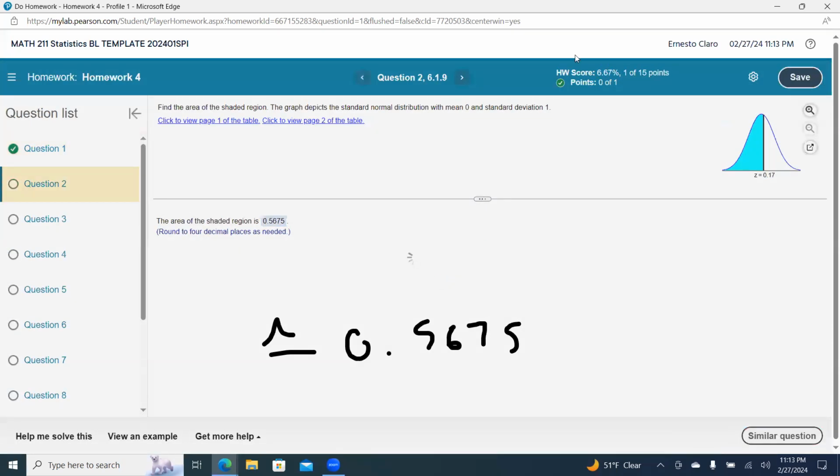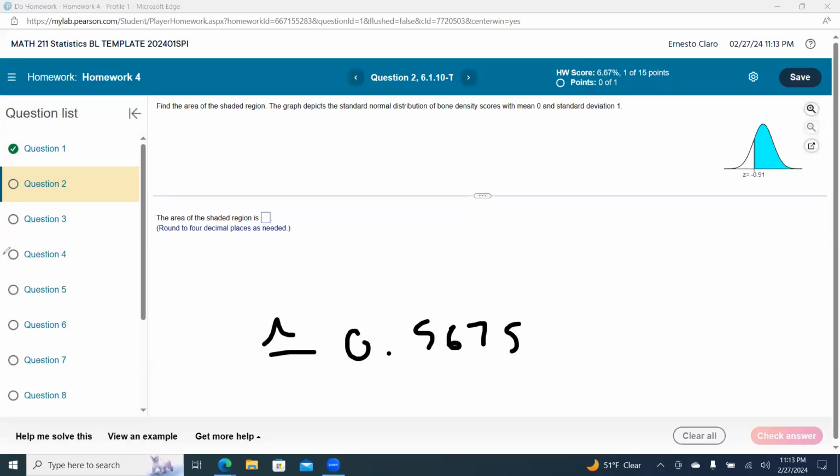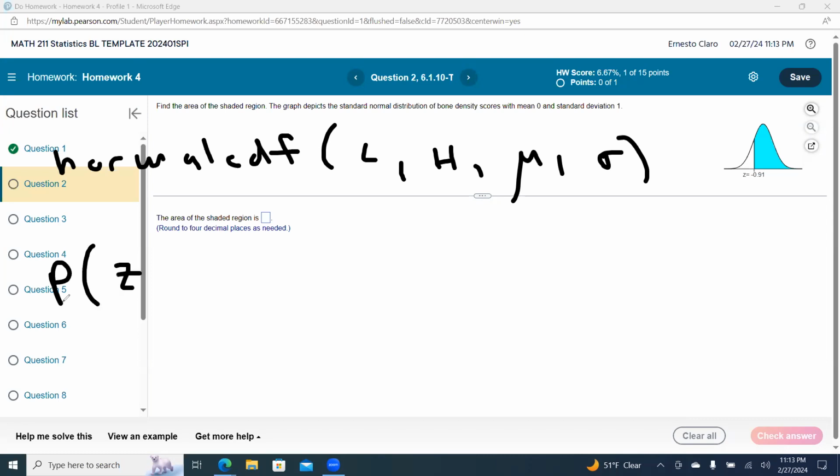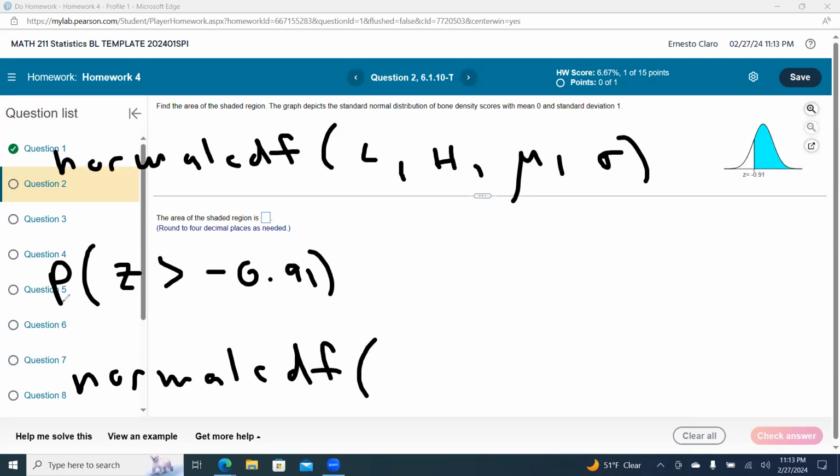Okay, good. So this is usually one of the easiest parts of the class. We're supposed to draw this thing for good practice, but they give us that. So remember, it's always normal CDF: low, comma, high, comma, mean, comma, standard deviation. That's always what it's going to be. So the probability that z is greater than negative 0.91 is going to be normal CDF, negative 0.91 is the low, the high is infinity, so E99, comma, mean, comma, standard deviation. With the standard normal distribution, the mean is always 0, the sigma is always 1.